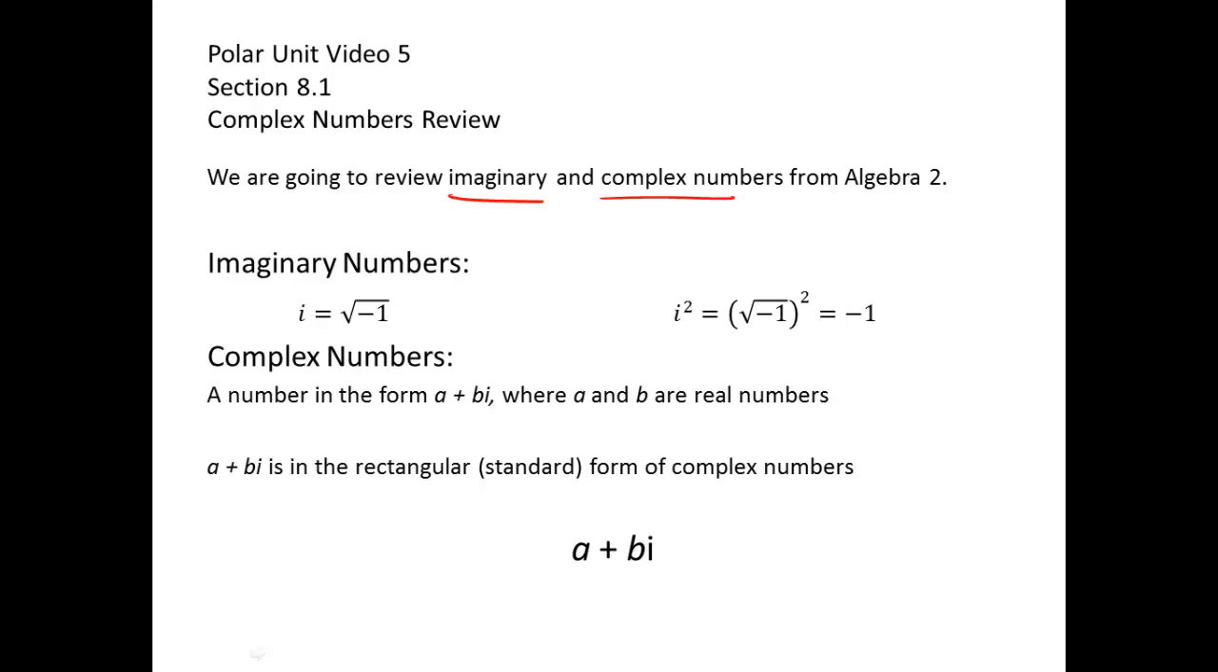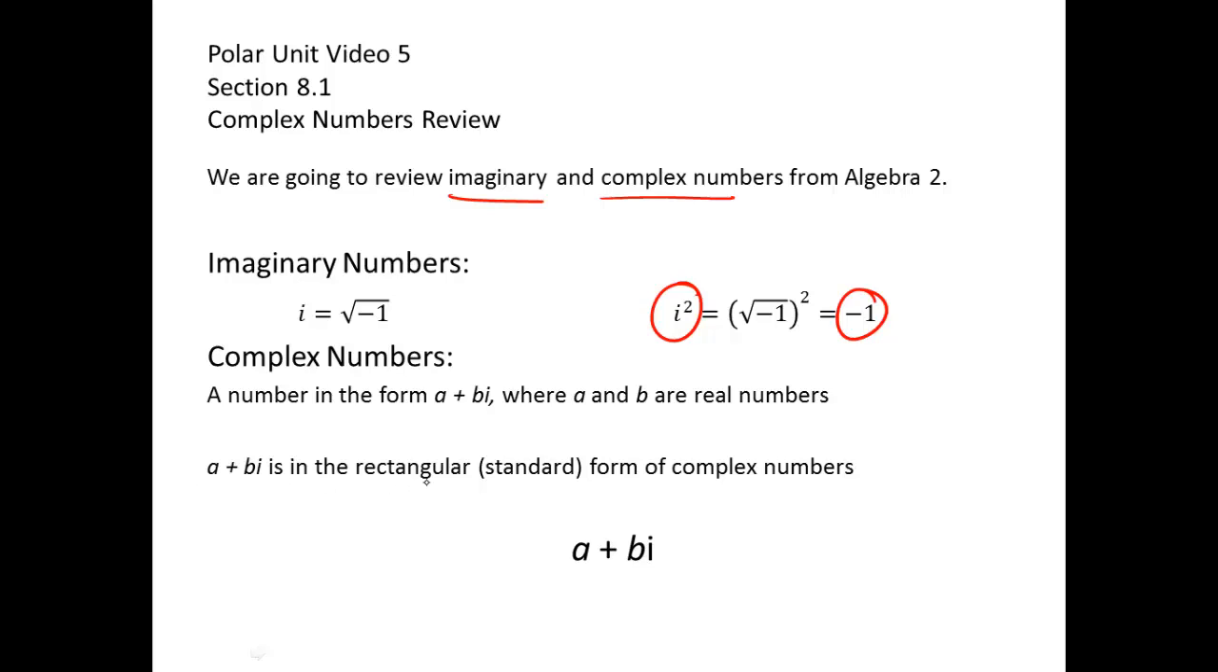Imaginary numbers. i is our imaginary number that represents the square root of -1. So if we square i, then we're squaring the square root of -1, and that's how we get -1. So we have this rule that i squared equals -1. That's your imaginary numbers. Your complex numbers are made up of real and imaginary parts.